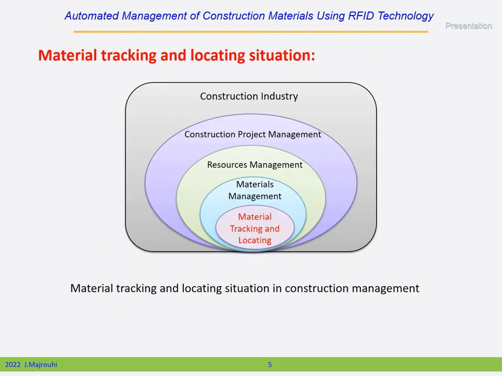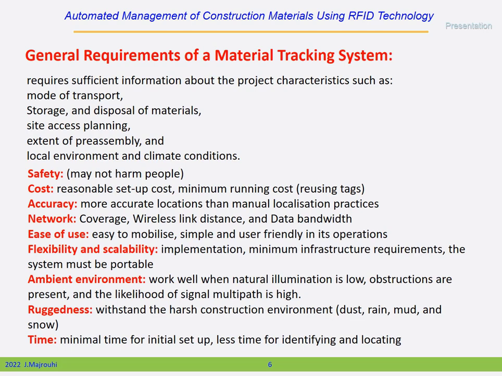Resource management is one of the knowledge areas of construction project management body of knowledge. Material management is the most important task in resource management, and material tracking and locating is a subset of materials management. There are some general requirements of a material tracking system. It requires sufficient information about the project characteristics such as mode of transport, storage and disposal of materials, site access planning, extent of pre-assembly, and local environment and climate conditions.